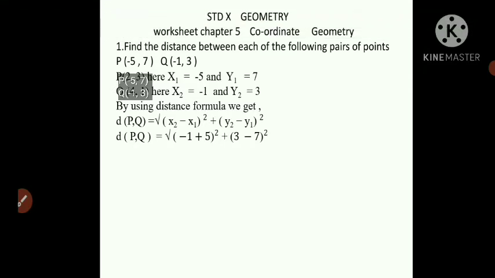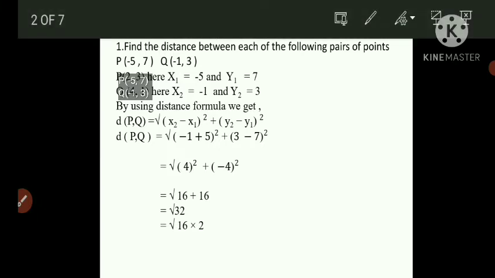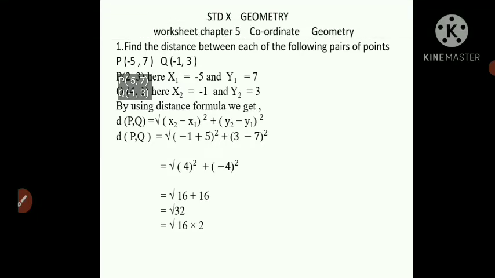So when I simplify this, minus 1 plus 5 is 4. So 4 the whole square plus 3 minus 7 will be minus 4 the whole square. So 4 square is 16 plus minus 4 the whole square will also be 16. So 16 plus 16 is 32. So we take the root, 16 into 2 is 32. 16 is a perfect square of 4. So I get 4 root 2 units.